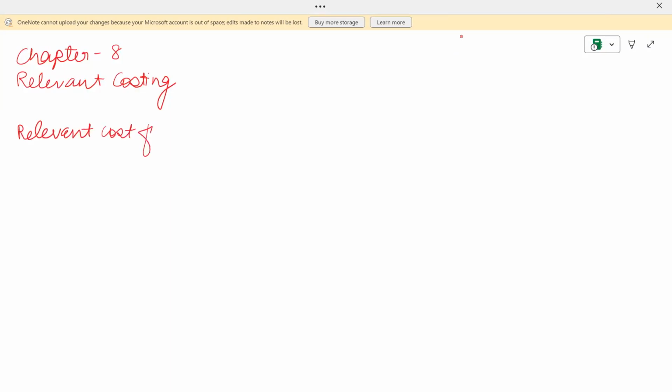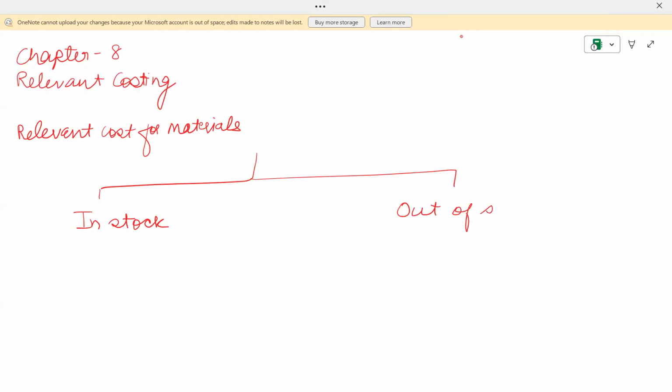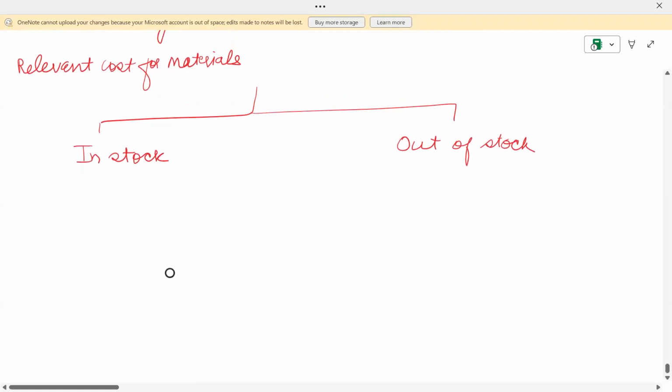Relevant cost for materials. So whenever you are evaluating whether a cost is relevant or not when it pertains to material cost, there are two possibilities. Either the material which you require is in stock or it is out of stock. So these are the two possibilities. If it's something which you're regularly using in the business, probably you'll have it in stock. There's also a possibility that it is out of stock because you have used the material which is used in your production. So there are two possibilities. First is in stock and second is out of stock.